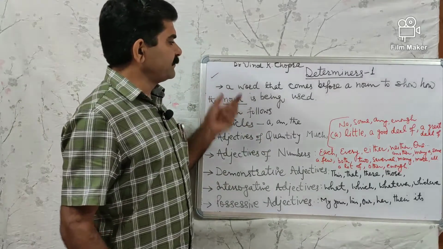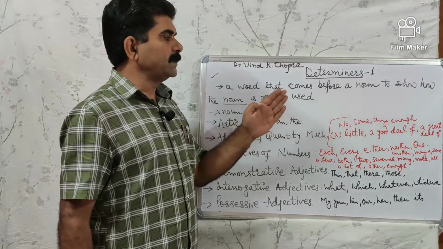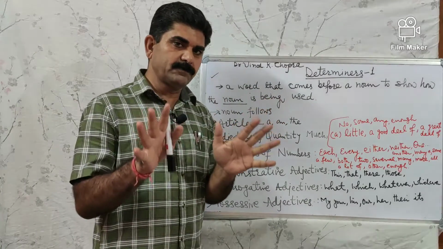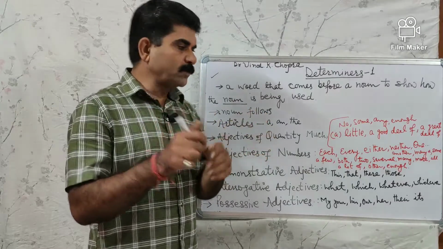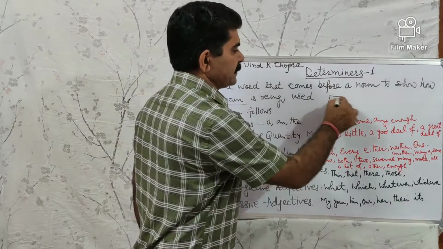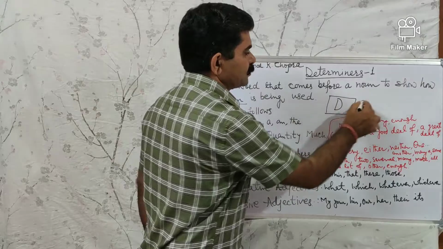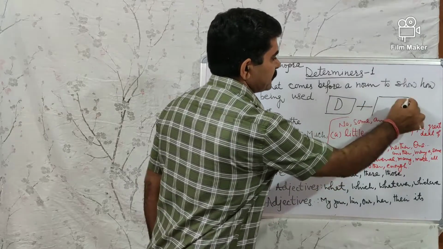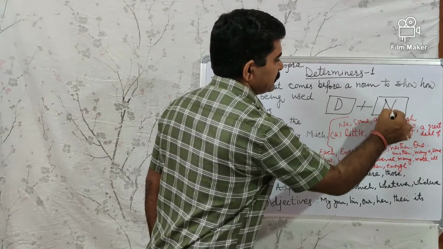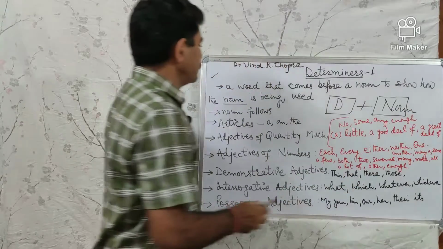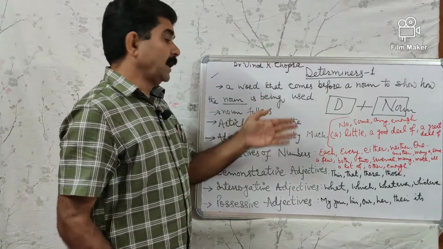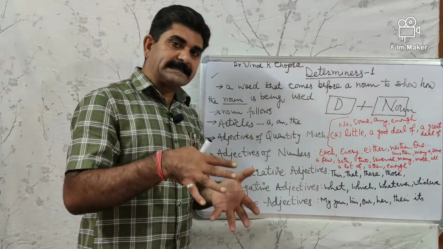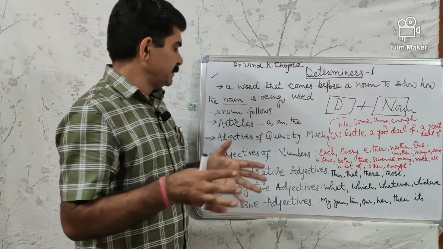A determiner is a word that comes before a noun. First of all, you will have to understand that a determiner comes before a noun. Suppose here is a determiner, so the next word must be a noun. It is a word that comes before a noun to show how a noun is being used.